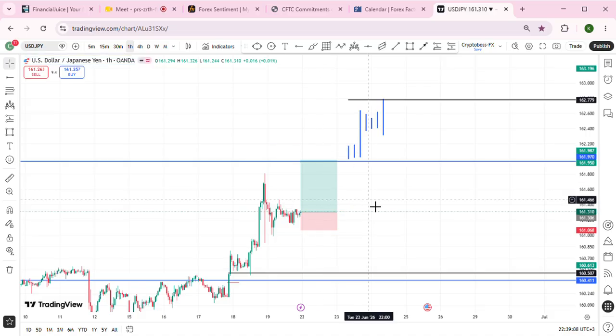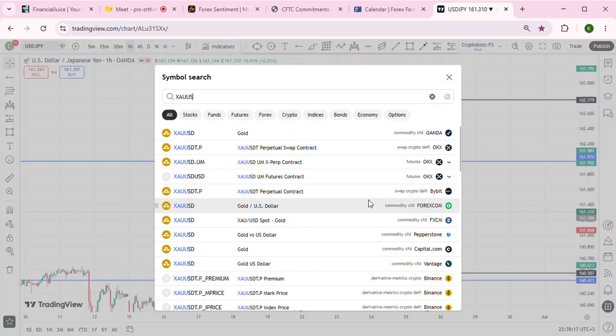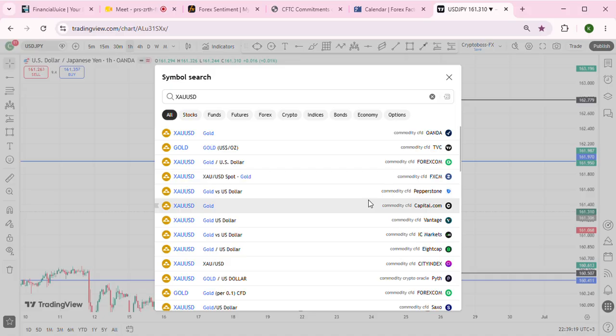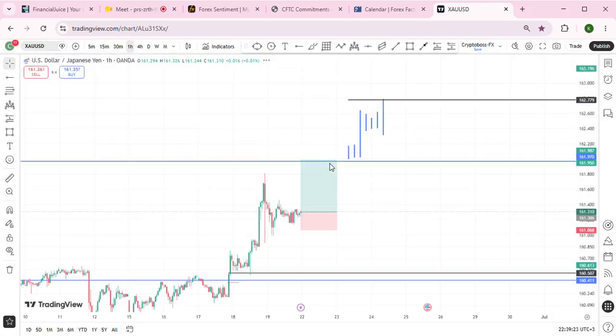So then, allow me to analyze gold, and then we can call it a day. So XAUUSD. And when it comes to gold analysis, I always prefer analyzing on forex.com.